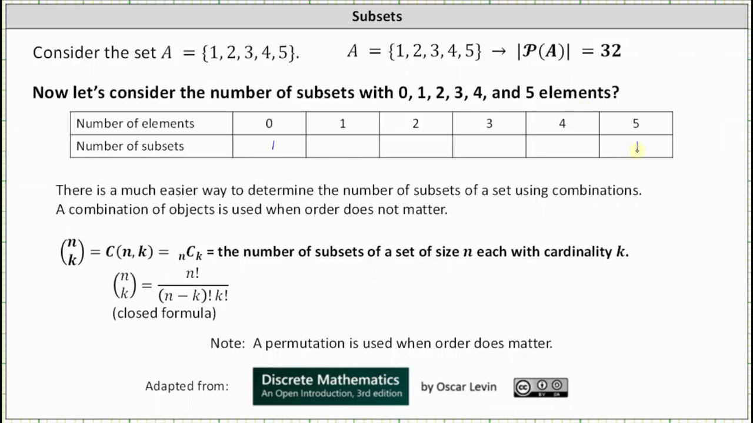And now let's go back to the number of subsets with 1 element. Well, because there are 5 elements, there would be 5 subsets with 1 element.